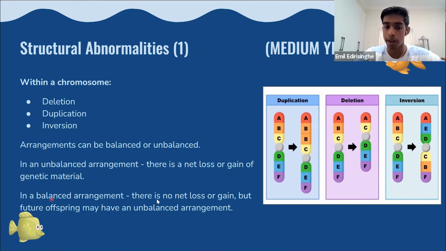Whereas in a balanced arrangement, there might be no net loss or gain, but future offspring who might have this in their gametes can have an unbalanced arrangement because of the other person's sex chromosomes not having this arrangement.